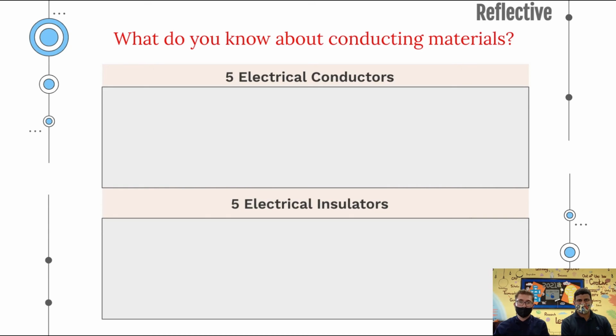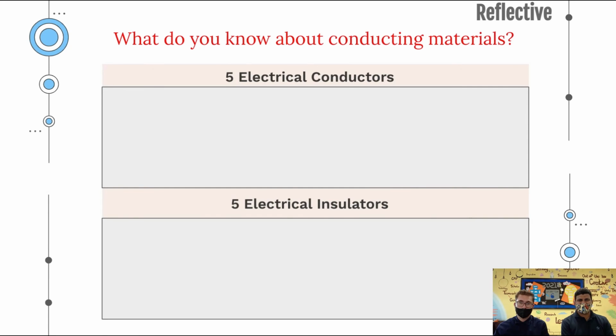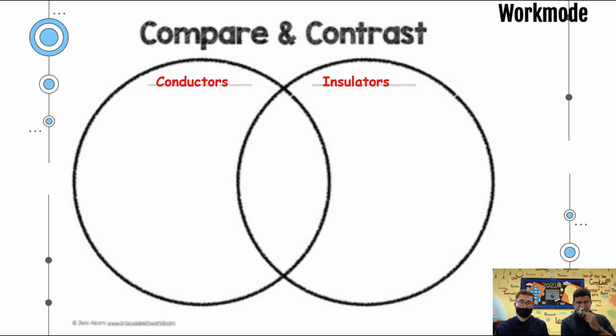So reflective, what do you know about conducting materials? So here again, you can write 5 electrical conductors and 5 electrical insulators. Okay. And just one more thing, if we can go back to the compare and contrast, don't just write them down. You should be drawing the conductors, draw the insulators, and use complementary colors that you learned in, I think it was, week number 9 to color those drawings.